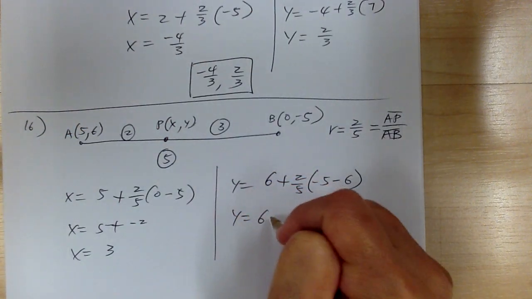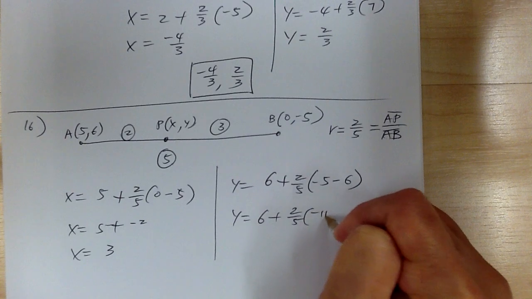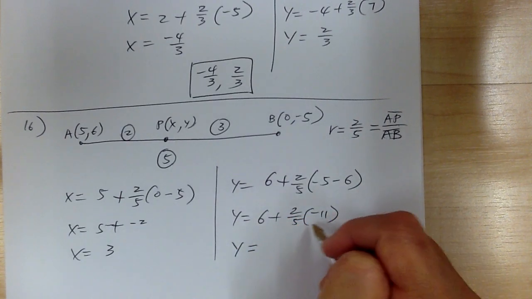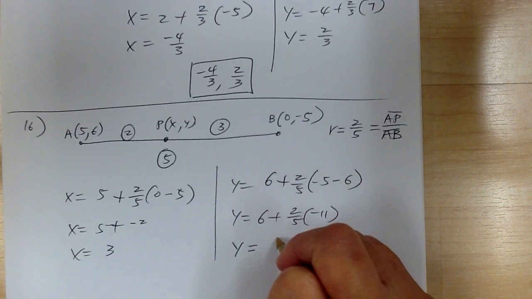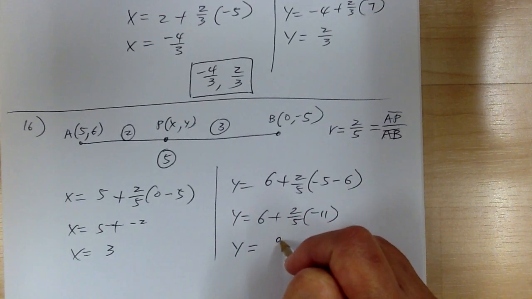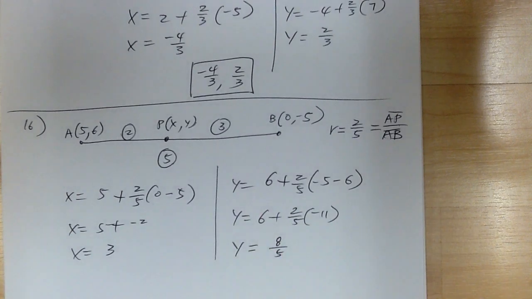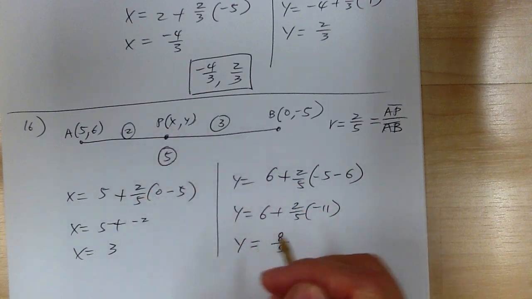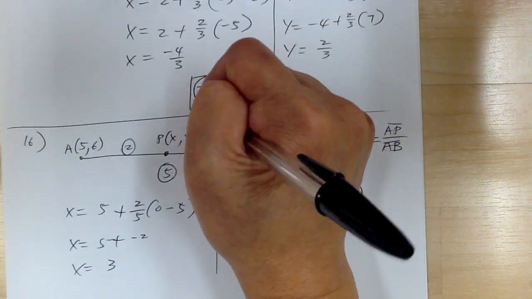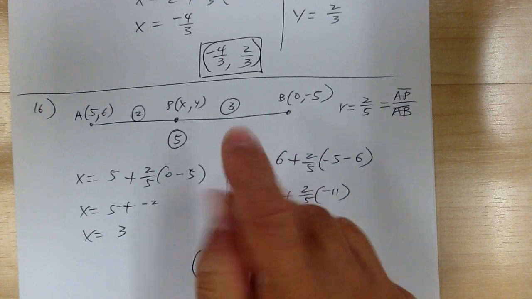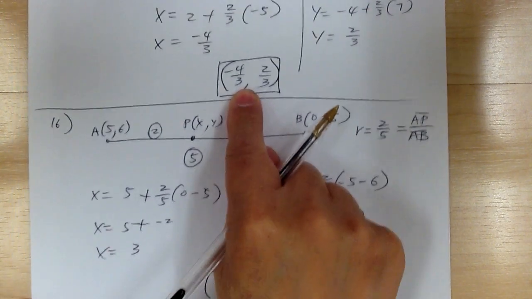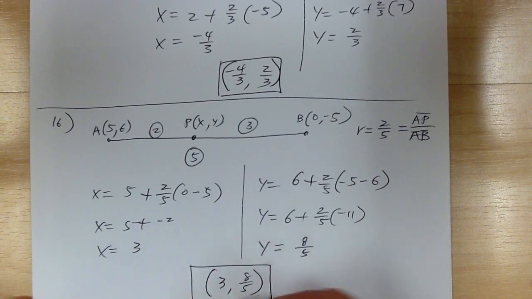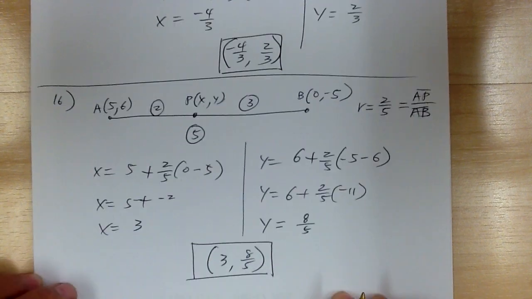So y equal to 6 plus 2/5 times negative 11, and so y is going to be equal to, use your calculator, work it out, you're going to get 8/5. Okay, and so your point P would be, make sure you put in parentheses because it's a coordinate. Okay, so go back to the previous one, make sure you put in parentheses. So it'd be 3 comma 8/5. Okay, so that would be point P.